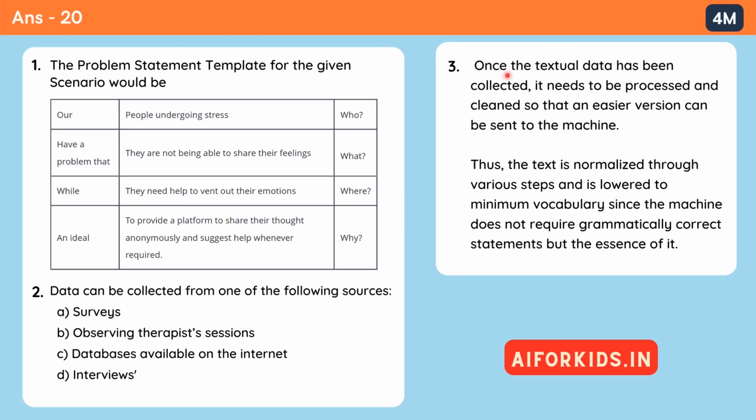Now the third question was how do we explore this data. Once the textual data has been collected, it needs to be processed and cleaned so that an easier version can be sent into the machine. Thus the text is normalized through various steps and is lowered to minimum vocabulary, since the machine does not require grammatically correct statements but the essence of it. This means we are going to remove the stop words, and we have already discussed what stop words are.